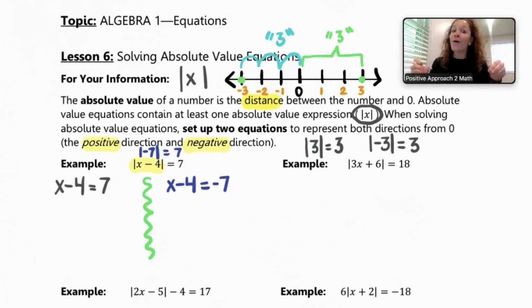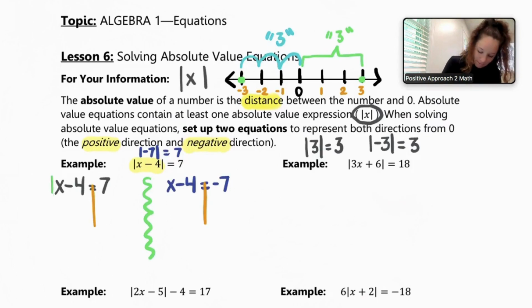So I need to account for the inside of the bars to be positive 7 and the inside of the bars to be negative 7, because when I take the absolute value of either positive 7 or negative 7, the distance is just 7, right? If I travel to the right of 0 by 7, or I travel to the left of 0 by negative 7, the distance is 7, okay? So now we have two equations. And this is easy peasy, one step for both of them. So now I'm ready to get x by itself.